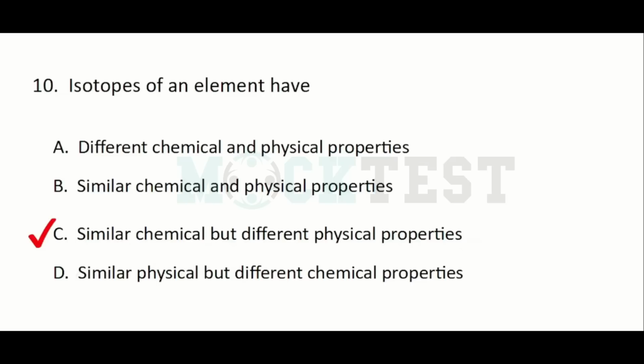Atoms of the same element which have the same atomic number but different mass number are called isotopes. So they have similar chemical but different physical properties.